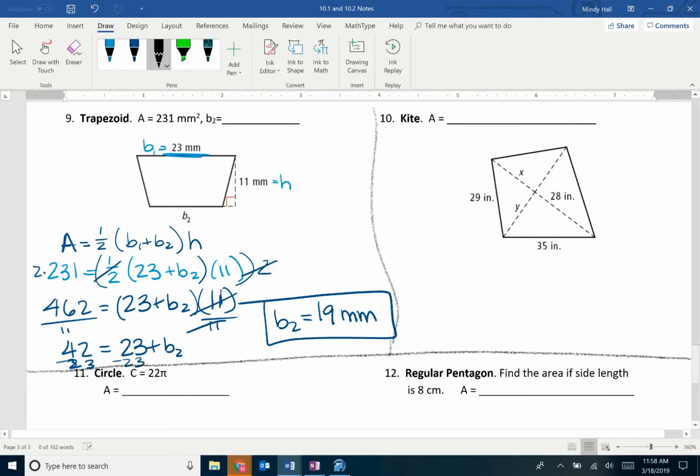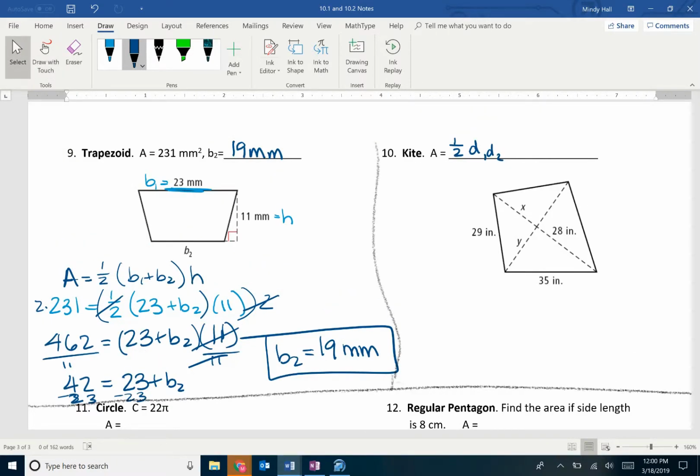Okay. So for number 10, oops, I didn't write it on the line. 19 millimeters. With a kite, we know that in the middle where these meet, this is a right angle. We also know that this side is congruent to this side, and this one is congruent to this side. Knowing that will actually help you find the area for this. If we want to find x, we have a right triangle, and really, we're trying to find the full length.